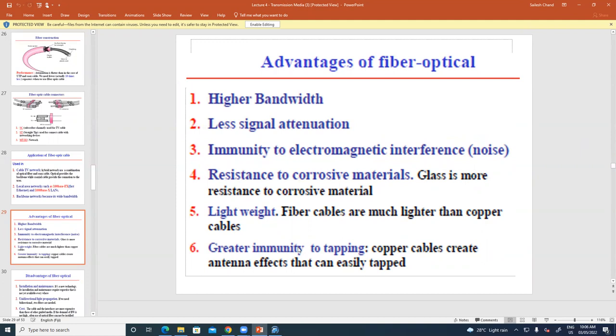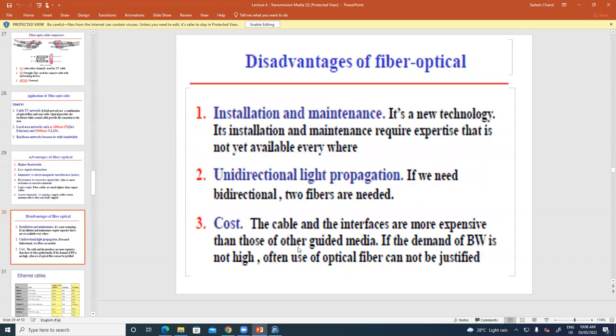Advantages: higher bandwidth, less attenuation, immune to EMI, resistance to corrosive materials, like glass is more resistant to corrosive material. You will hardly see glass corroding, for example. Lightweight, much lighter than copper. Great immunity to tapping: copper cables create antenna effects and can easily be tapped, but fiber cannot be tapped.